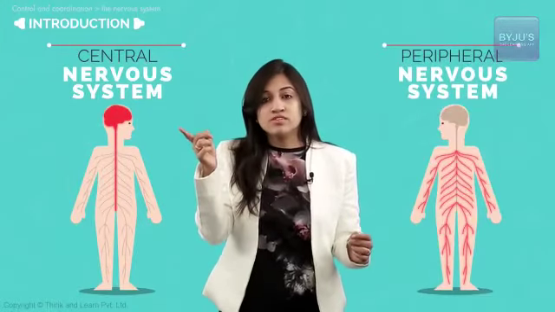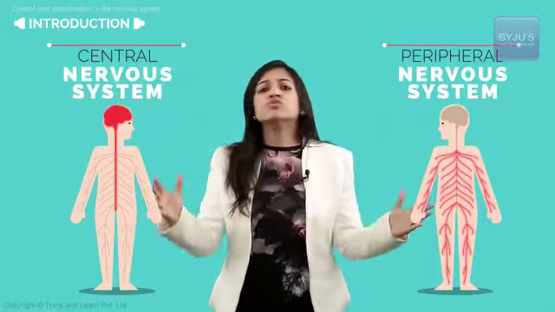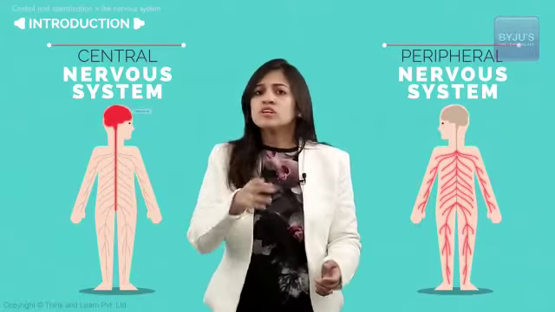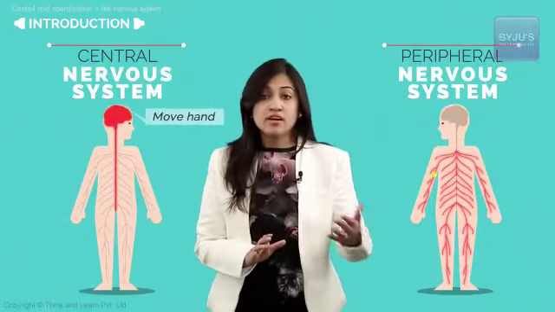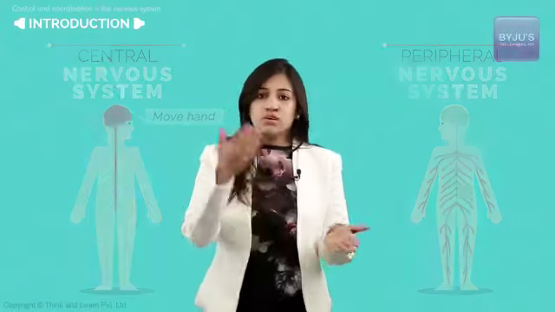The peripheral nervous system, that is made up of nerves that branch all through the rest of our body. What needs to be done? And then the peripheral nervous system does it. So the nervous system is central to our existence. It makes us who we are. It makes us do what we do.